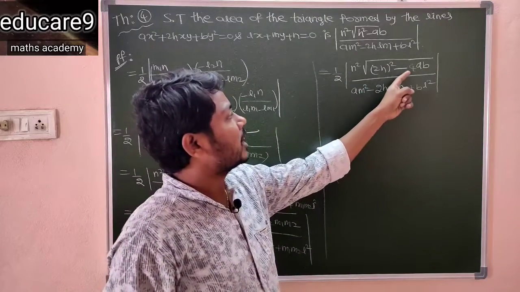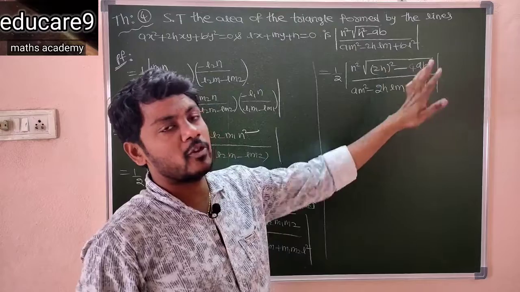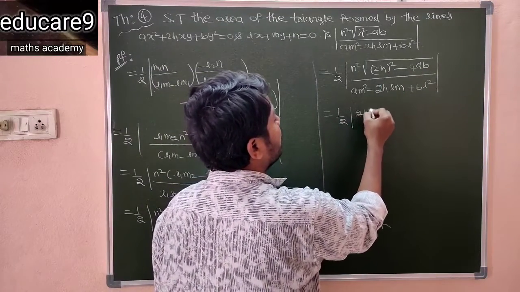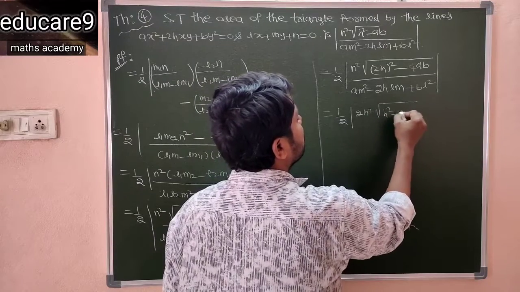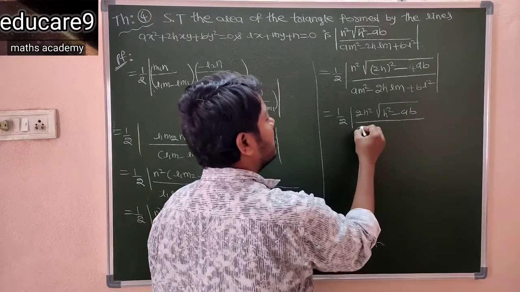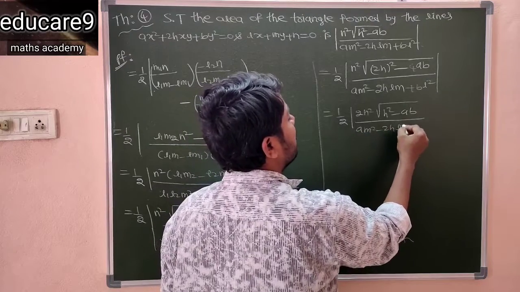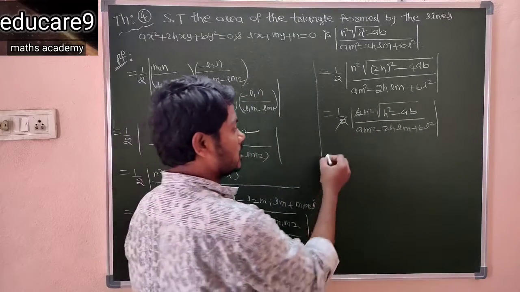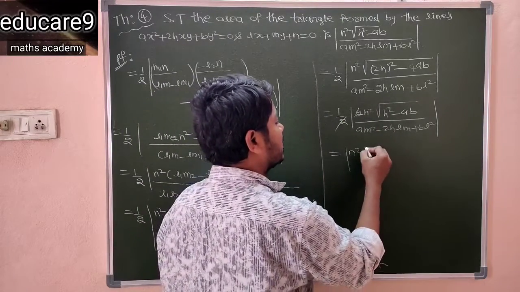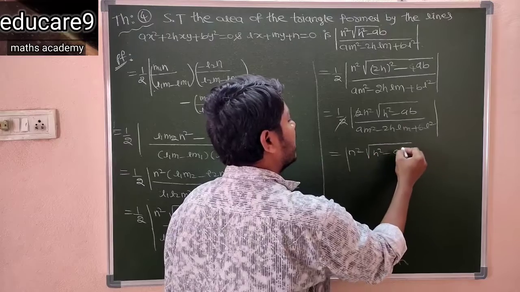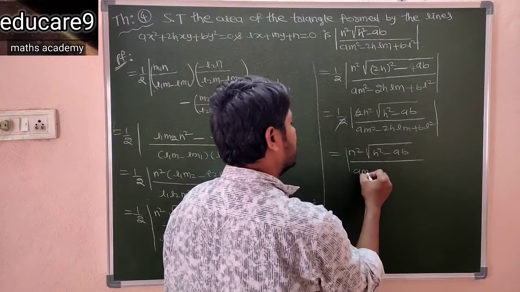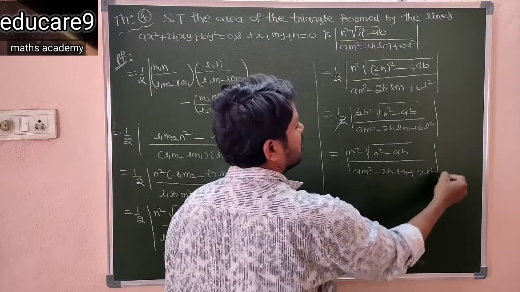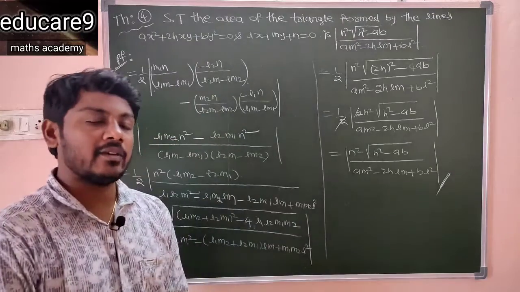So here 2 square, here 4. Clearly in both terms 4 is common. You will get 1 by 2 times of 2 M square into square root of (H square minus AB) by (A M square minus 2HLM plus B L square). So 2 and 4 cancel. So this is what: modulus of M square into (H square minus AB) by (A M square minus 2HLM plus B L square). So this is the required area of the triangle.